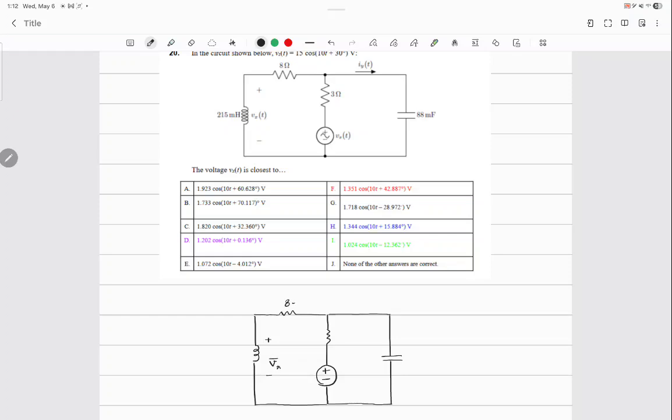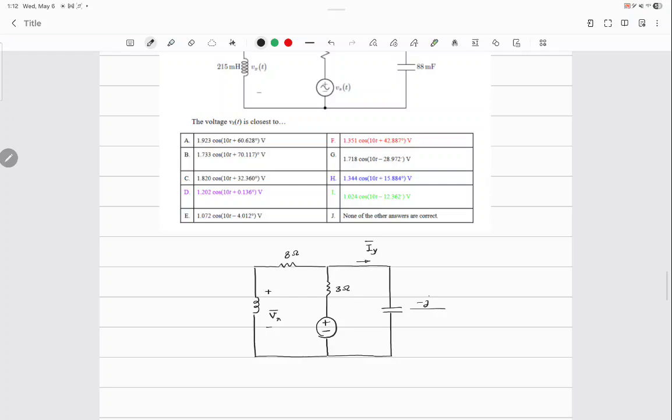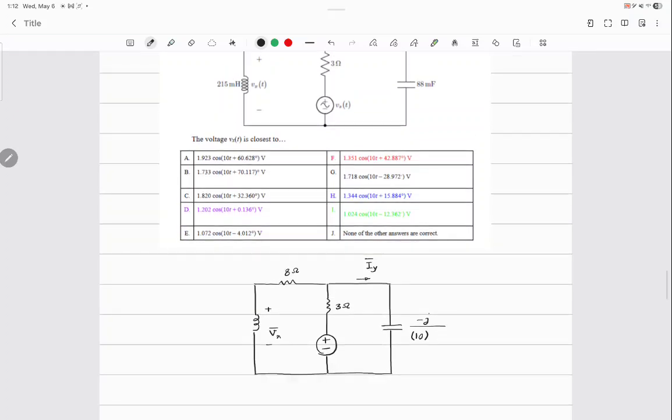The resistor is 8 ohms. This resistor is 3 ohms. This current is the phasor Iy. The capacitor is negative j over omega C. What is omega in this problem? 10 radians per second. So negative j over 10 times 88 milli.